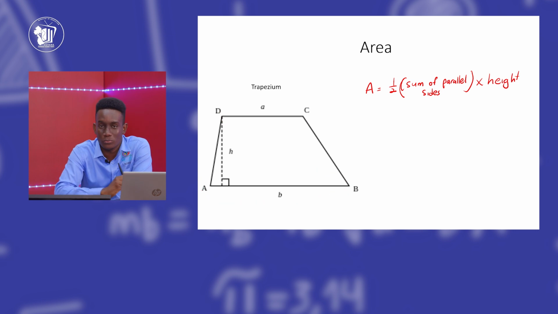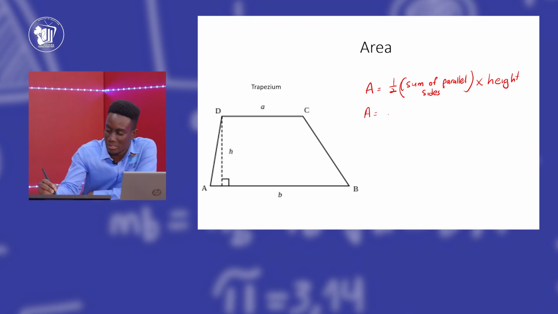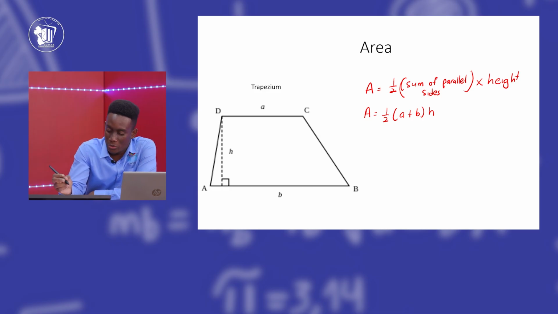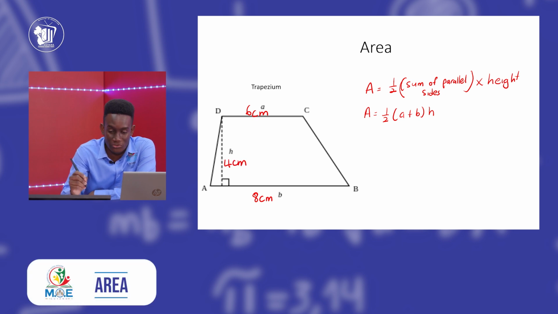So in most books, you will see this formula: area equals half (A plus B) H, which means A plus B multiplied by H. And we know A and B would be the parallel sides. So let's just say now we were given B being equal to 8 cm and A being equal to 6 cm and the height being equal to 4 cm. And we were asked to calculate the area of this trapezium.